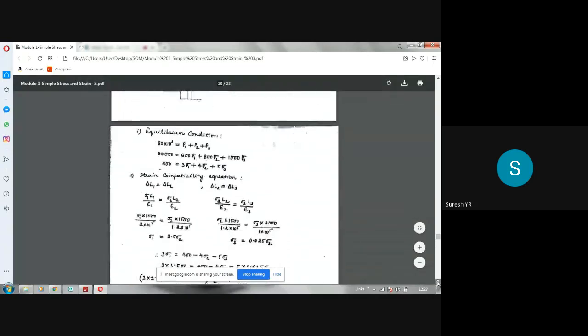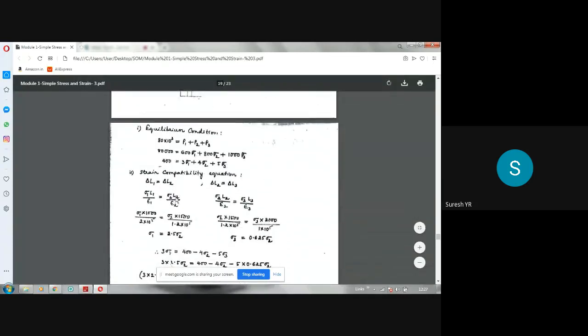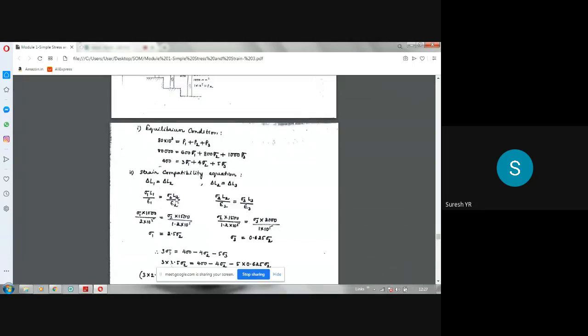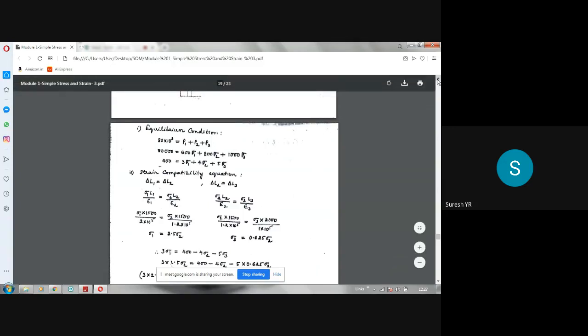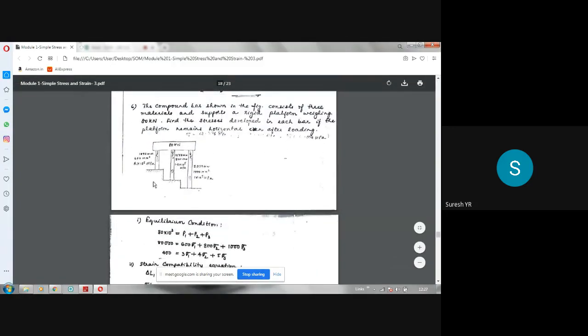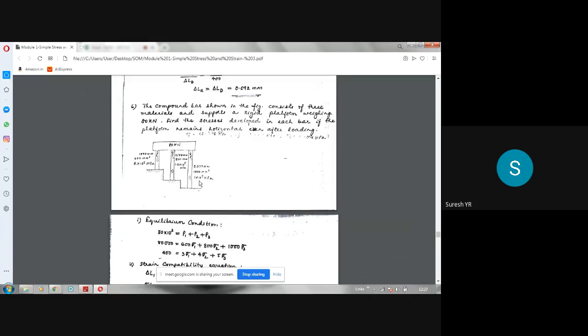From the equilibrium equation, you got this value. Now strain compatibility equation, we have to use two sets of strain compatibility equation. What it says is the total elongation in each bar remains the same. Total deformation in each bar remains the same means delta L1 is equal to delta L2 is equal to delta L3. That is the condition.